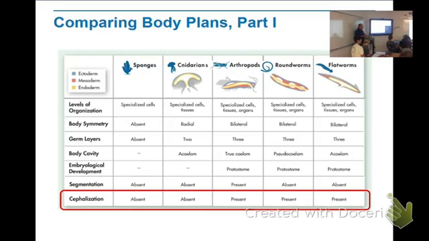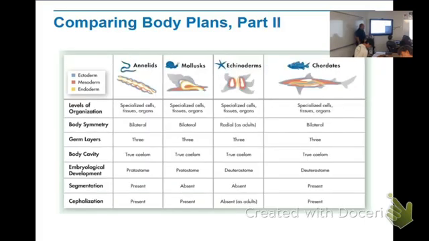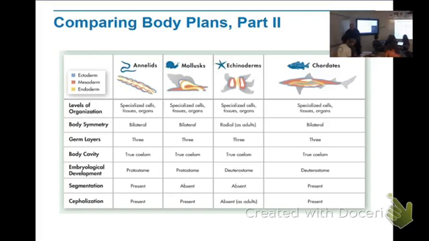If they have a head area, they may have a brain-like or a brain area as well. Again, annelids, those are segmented worms like earthworms and those guys. There are annelids that live in the ocean as well, so don't just think they're only earthworms. Mollusks, those are going to be snails, clams, octopuses, squids.